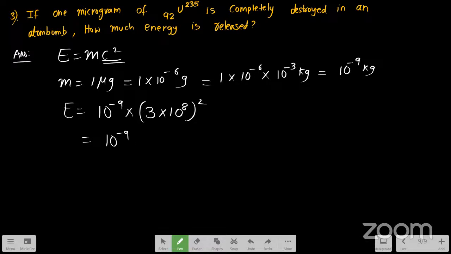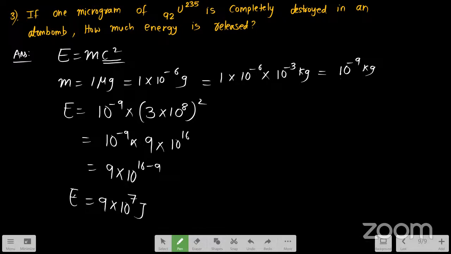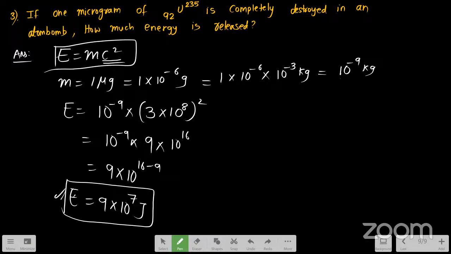10 power minus 9 into 3 square will become 9. And 10 power 8 into square will become how much? 16. So this will become 9 into 10 power 16 minus 9. So what will be left with? Energy released in this will be 9 into 10 power 7 joules. 9 into 10 power 7 joules. So here also, if you are able to remember this formula, and somehow if you are able to remember this answer, then it would be sufficient for you.